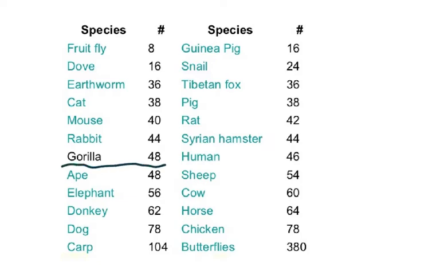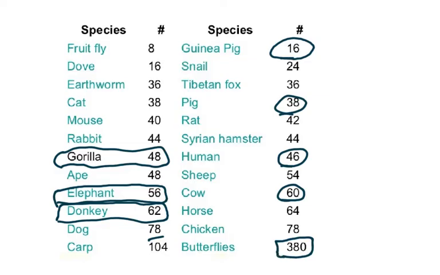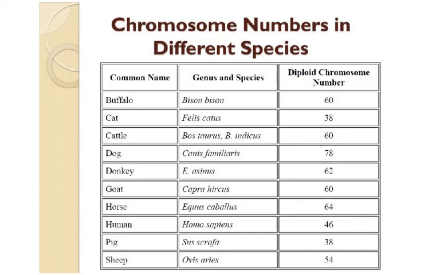Now, if you look at it, gorillas have 48 chromosomes, elephants have 56, donkeys have 62, a dog has 78, a guinea pig has 16, a pig has 38, a human being has 46, a cow has 60, and butterflies have 380 chromosomes. So it's not the size or anything else which determines this. They can be different numbers.